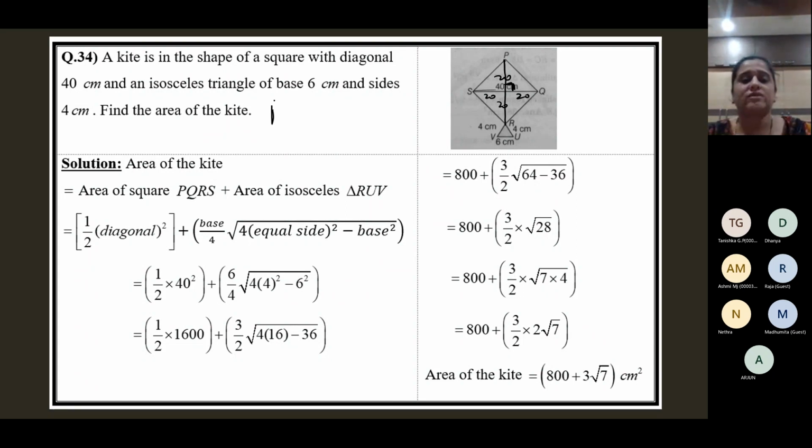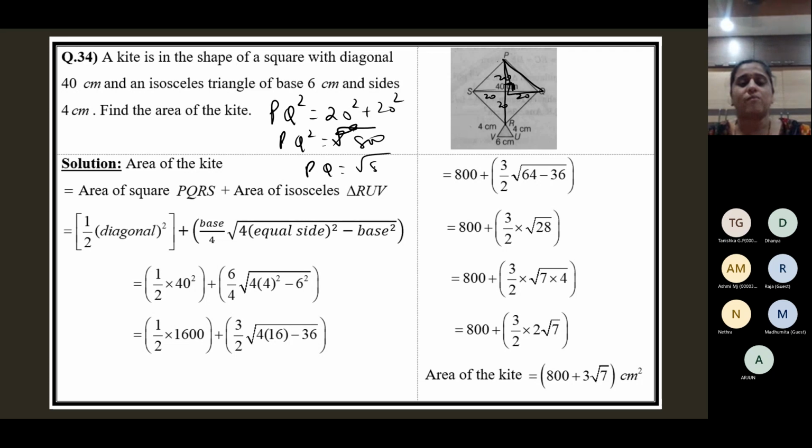So what is PQ square? PQ square is equal to 20 square plus 20 square in this right triangle. 20 square is 400. 400 plus 400, okay, 800. So PQ square is equal to 800. So PQ is equal to square root of 800. What is square root of 800?